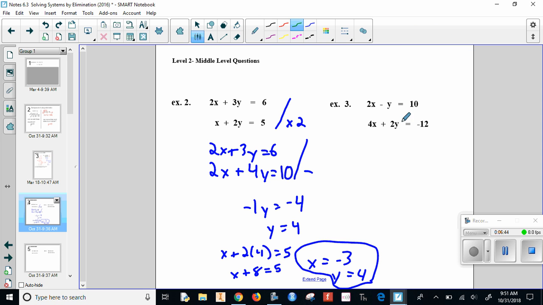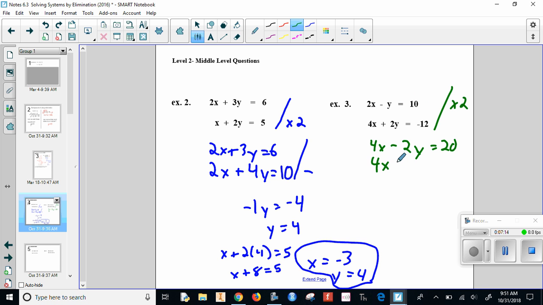Wonderful. Let's take a look at this. What could we do? I think multiplying the top by 2 would help in a couple different circumstances. We'll have a choice to make here in a second, but we'll see. So if I multiply that by 2, we'll have 4x minus 2y equals 20. Remember, I have to multiply each part.